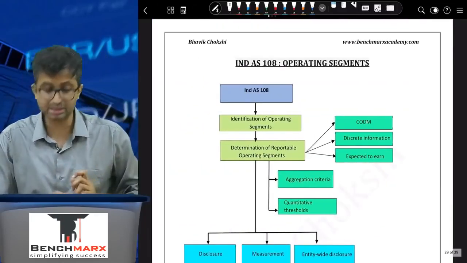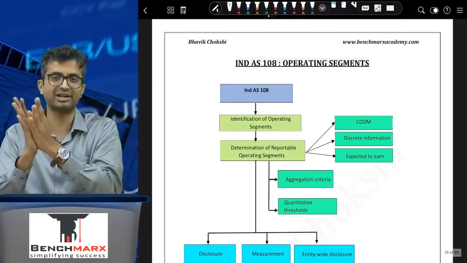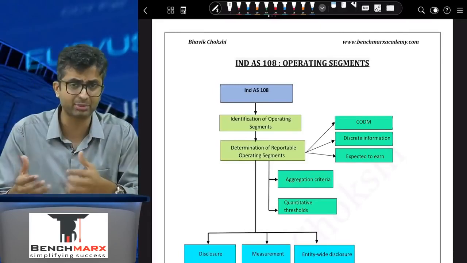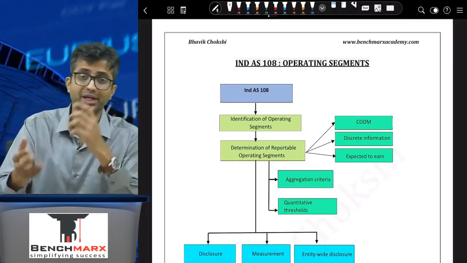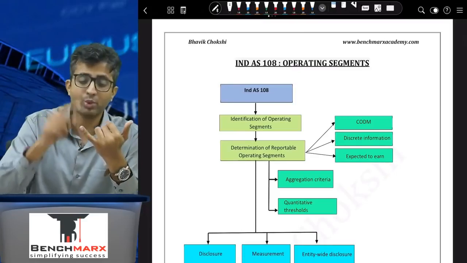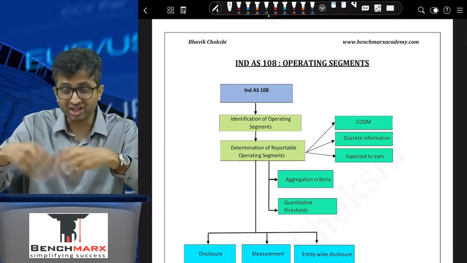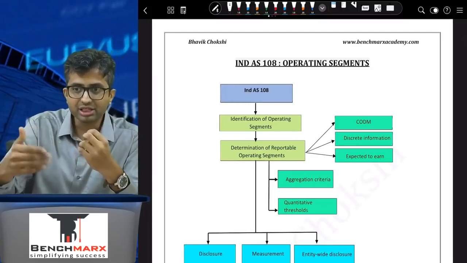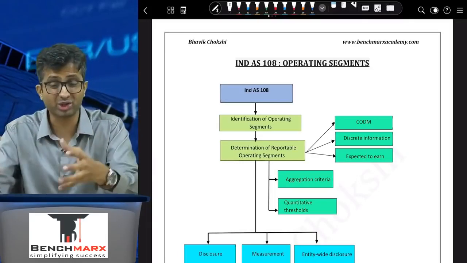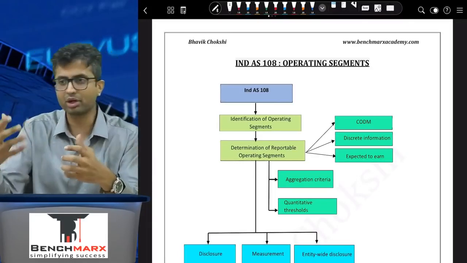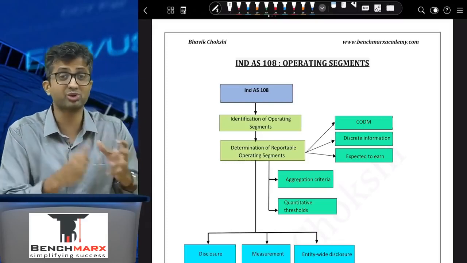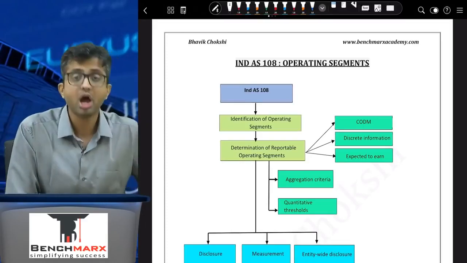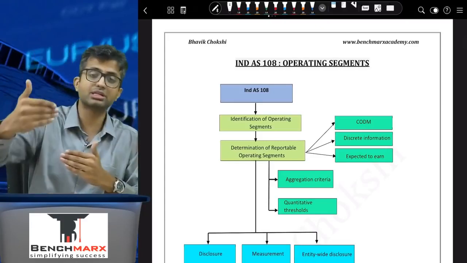And probably the last standard, thank you for bearing with me. The last standard is Ind AS 108, which is on operating segments. What do you mean by operating segments? Well, these are segments which are capable of generating income or revenue, which are evaluated by the chief operating decision maker or CODM of the entity for resource allocation as well as performance evaluation, and discrete information is available. If these three conditions are satisfied, it is an operating segment.